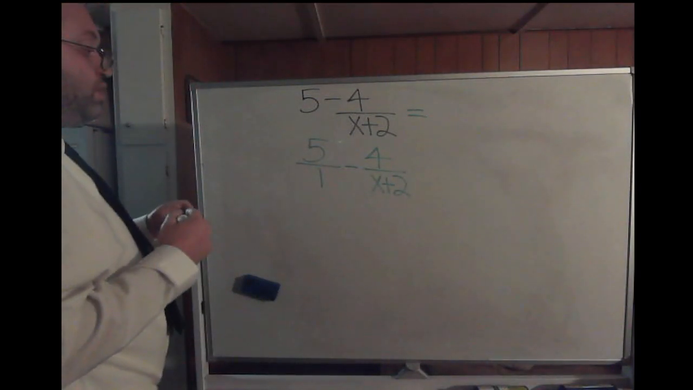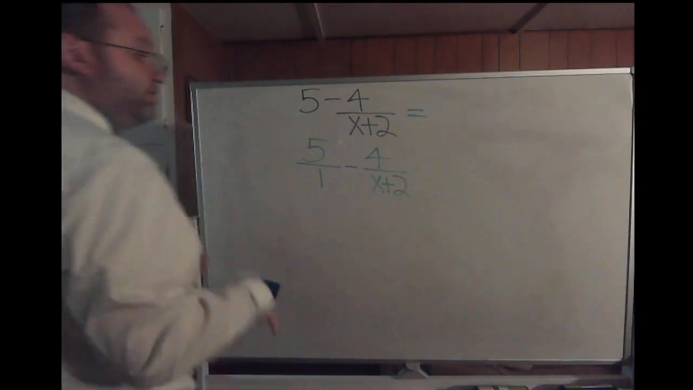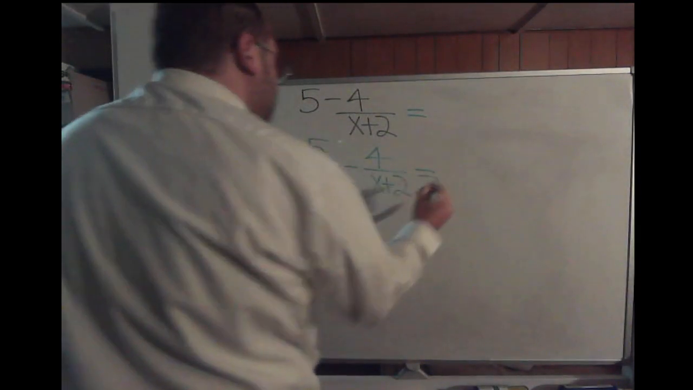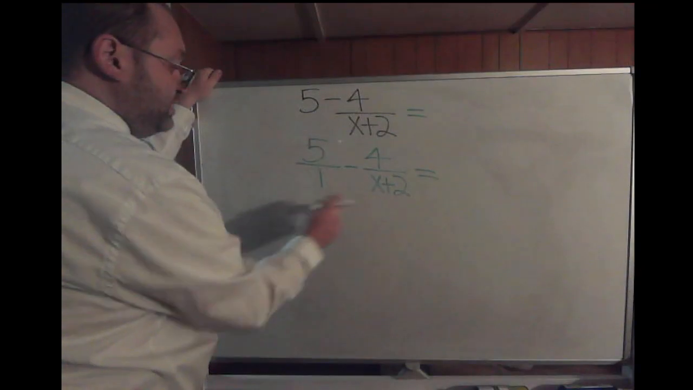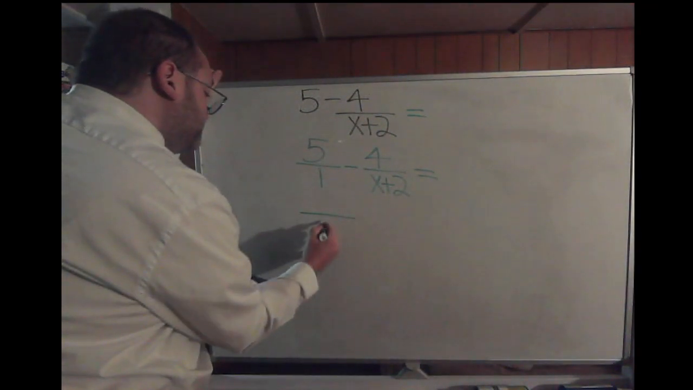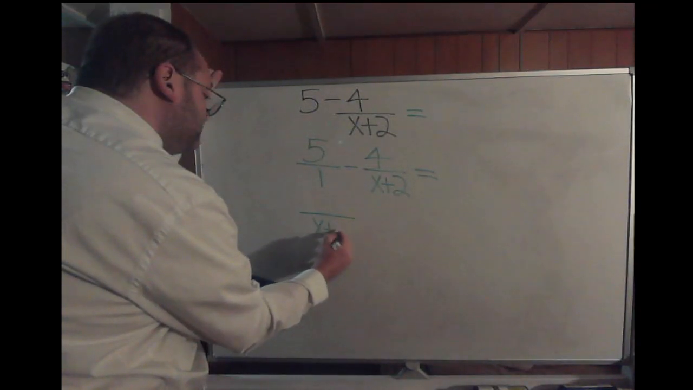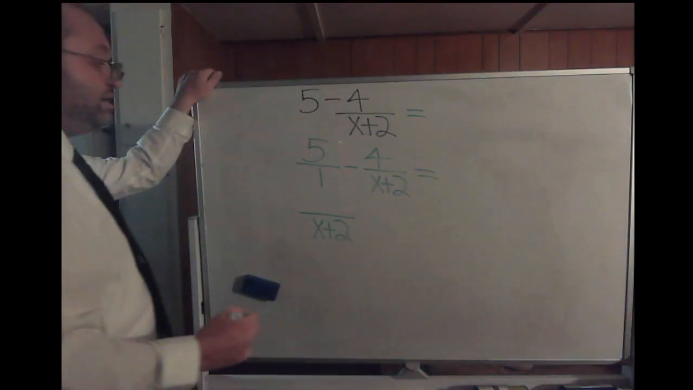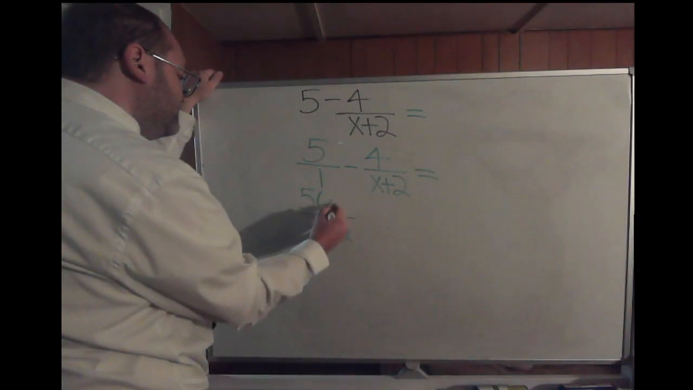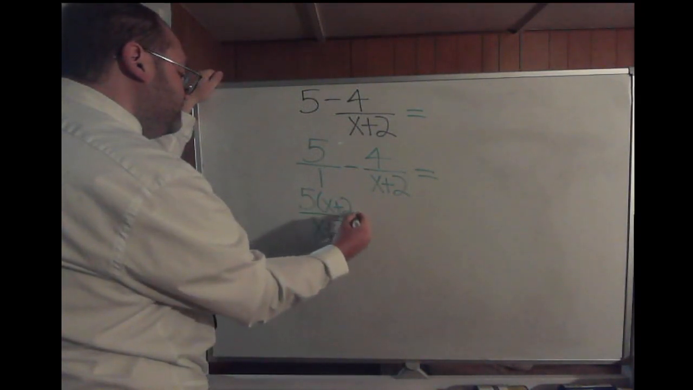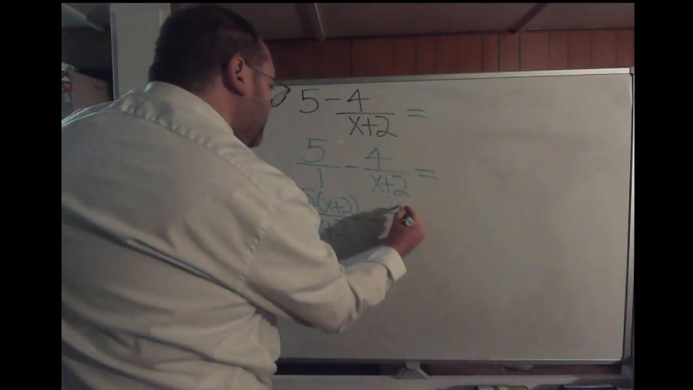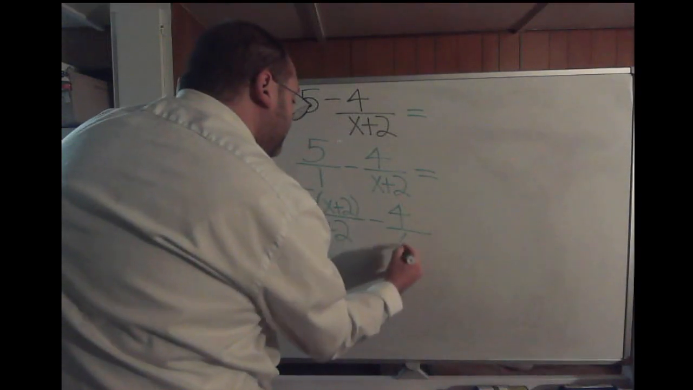Alright. Well, between 1 and x plus 2, your least common denominator is going to end up being x plus 2. So, in order to convert the 1 into x plus 2, we just have to multiply by x plus 2. And in fact, that's what you'll get for your denominator, x plus 2. But what you do to the denominator, you got to do to the numerator. You'll have 5 times x plus 2. So you'll have that minus 4 all over x plus 2.